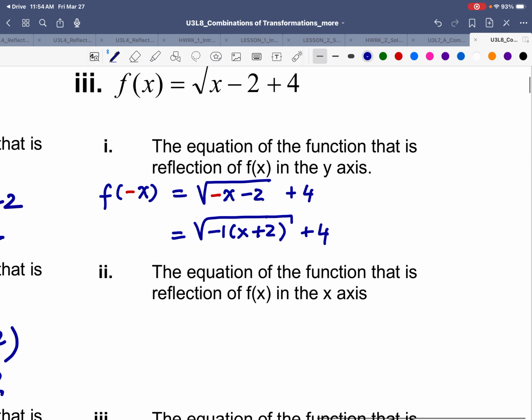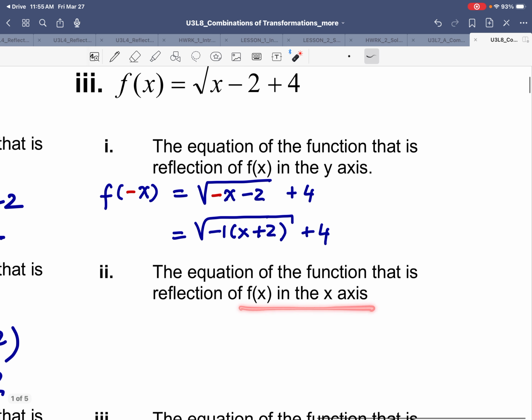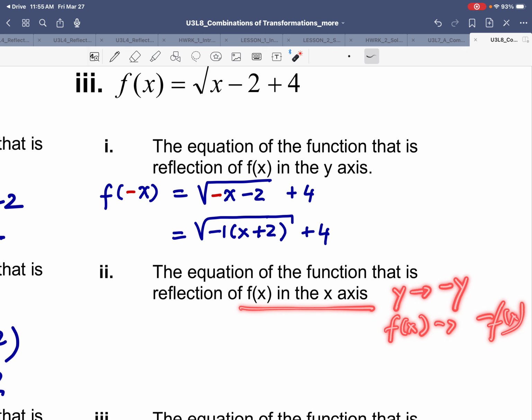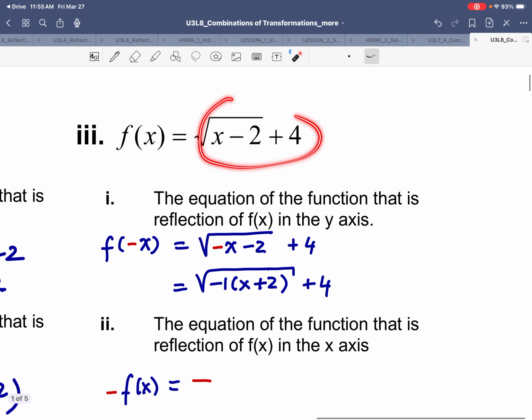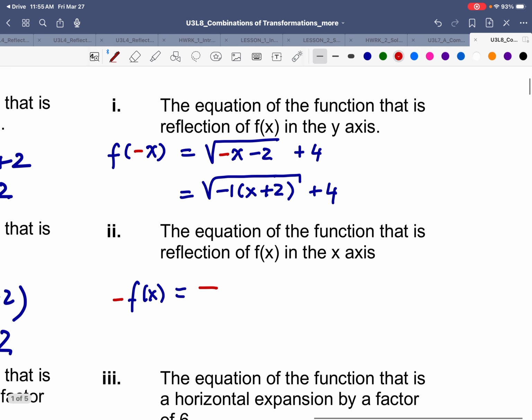So next we have the equation of the function that is reflection of f of x in the x-axis. What that means is that the y values are becoming negative y, or f of x is becoming negative f of x. So negative f of x is equal to negative, now look at f of x, root of x minus 2 plus 4. So we have open brackets here, root of x minus 2 and then plus 4, close brackets.